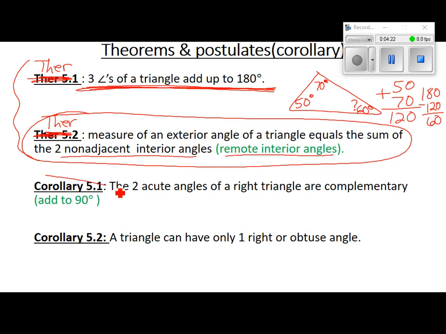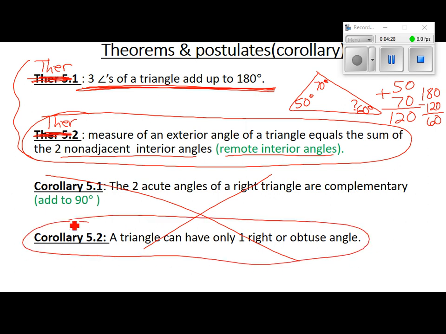Again, with these two, don't worry about these bottom two so much right now. This bottom one we actually just talked about. A triangle can only have one right angle or one obtuse angle. It can't have more than one. And the other one's just sort of a common sense one.